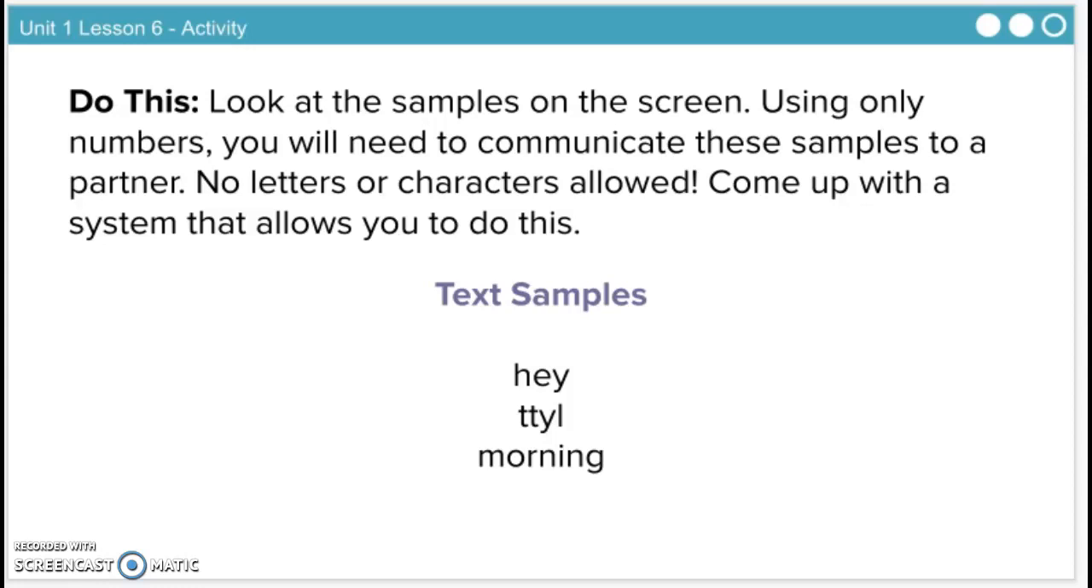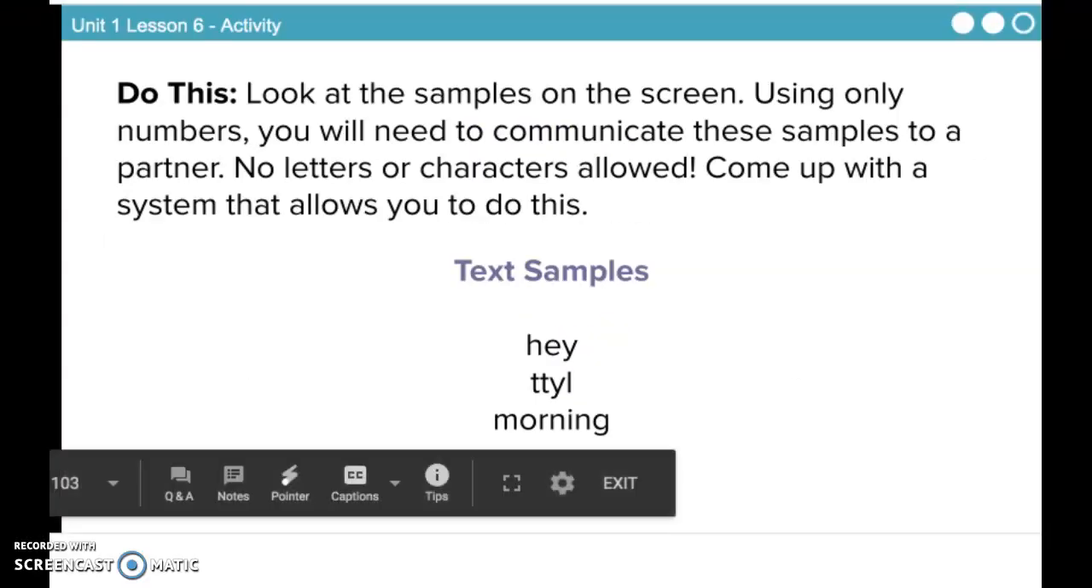Okay, so you're going to look at the samples on the screen, and using only the numbers, you'll need to communicate these samples to a partner. No letters or characters allowed. Come up with a system that allows you to do this. So we've been talking about number systems. Any system that you want. Okay, so the next slide is going to be that we're starting with challenge 1.